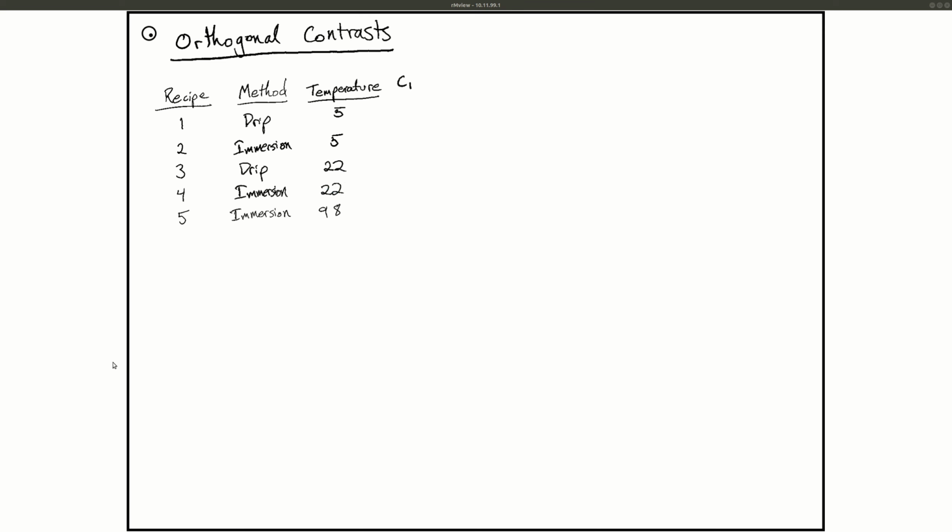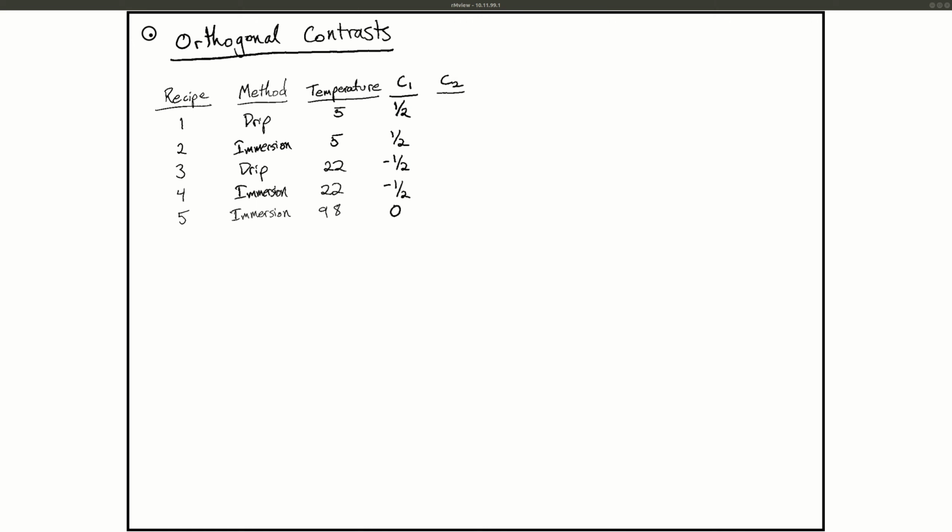To do this, we constructed a contrast, which I'll call C sub 1 here, and the contrast coefficients were 1/2, 1/2, negative 1/2, negative 1/2, and 0. Now, we might want to do more than just one contrast here. So we could also consider a second contrast, which I'll call C2.